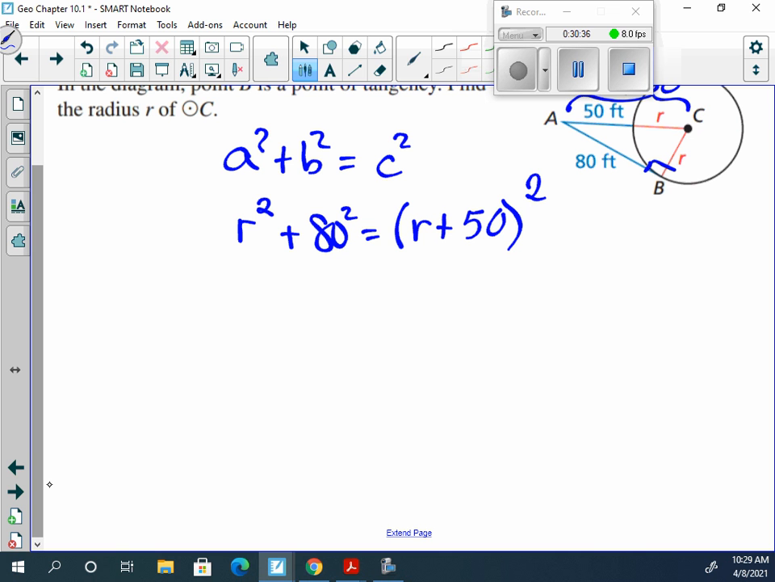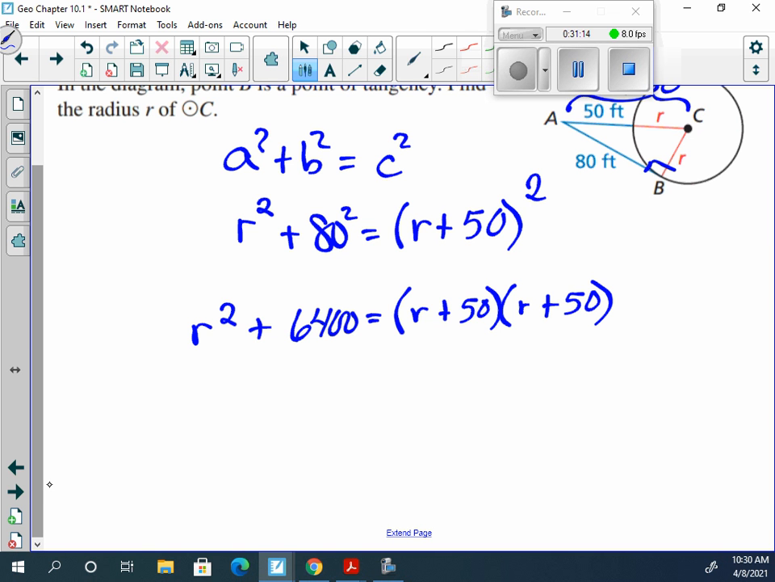What is r squared? R squared, because we don't know what r is, it's just still times itself. But we can figure out what 80 squared is. 6,400. What is r plus 50 squared? Well, r plus 50 squared is the same as saying r plus 50 times what? Because whenever we square something, we're multiplying it by itself.